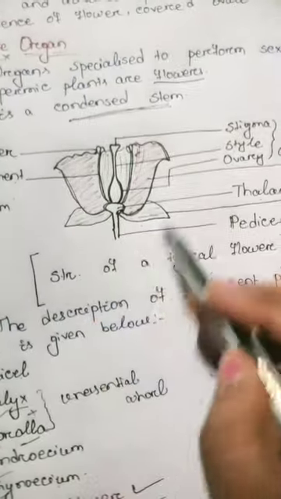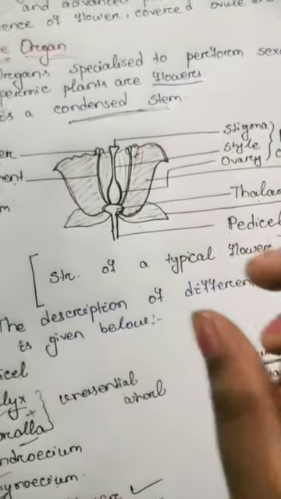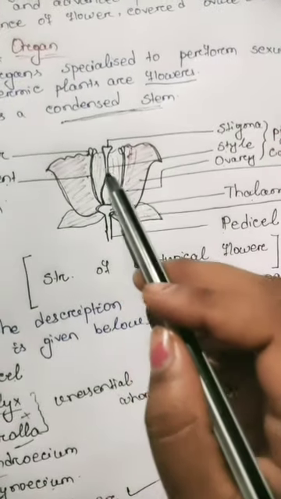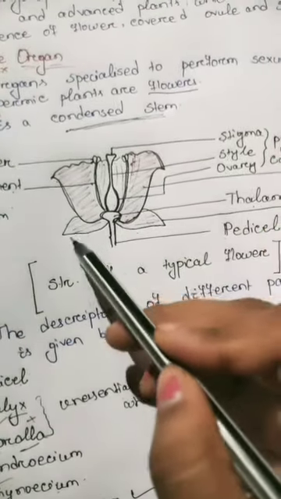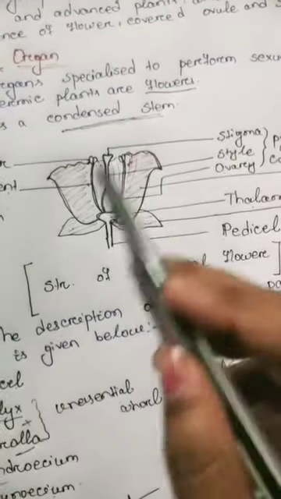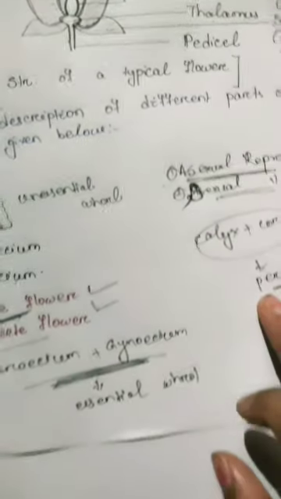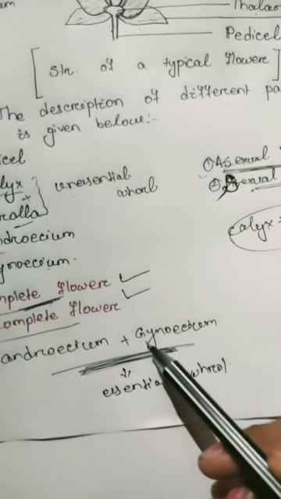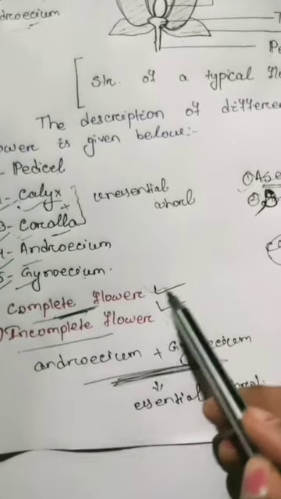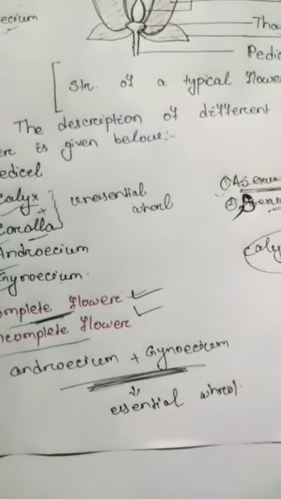So this is the structure of a typical complete flower because these 4 whorls are present, that means calyx, corolla, androecium and gynoecium. So when a flower possesses calyx, corolla, androecium and gynoecium, then it is called a complete flower. If one of these is absent, then it is called an incomplete flower.